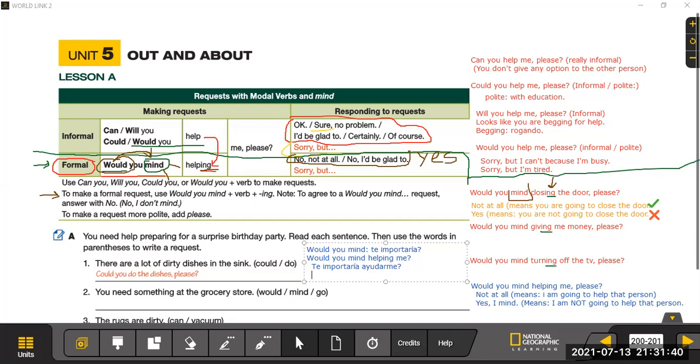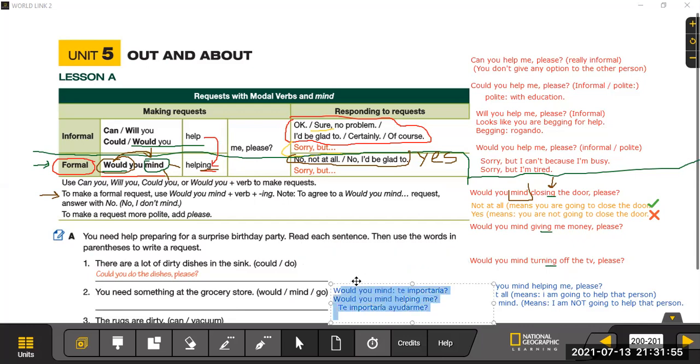If you say, ¿te importaría ayudarme? And you say, sí, sí me importa. Yo estoy cansada, estoy viendo televisión, no, no te quiero ayudar, whatever. Okay. Understand that part? It is like that. Yes. Exactly. So that is the meaning of that part. Te importaría, right?